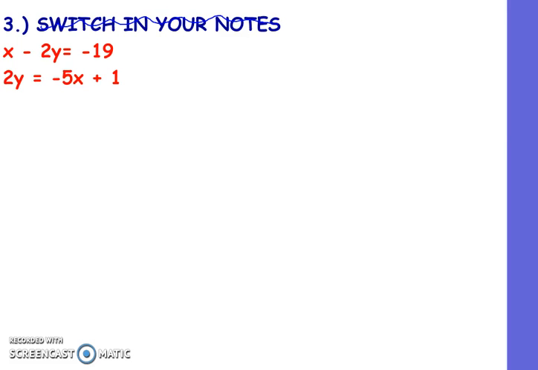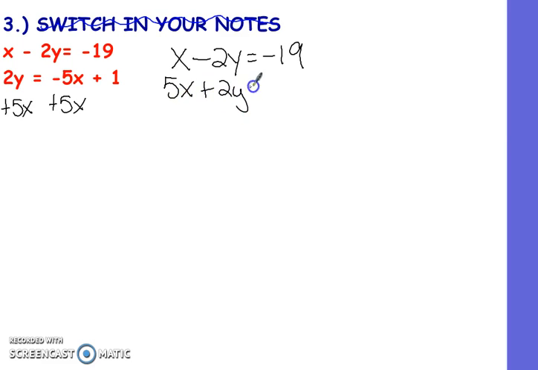First thing, standard form. This time your first equation is in standard form, but your second one isn't. So I need to get the x on the other side. So I'm going to add my 5x and rewrite my entire system. x minus 2y equals negative 19. 5x plus 2y equals positive 1.